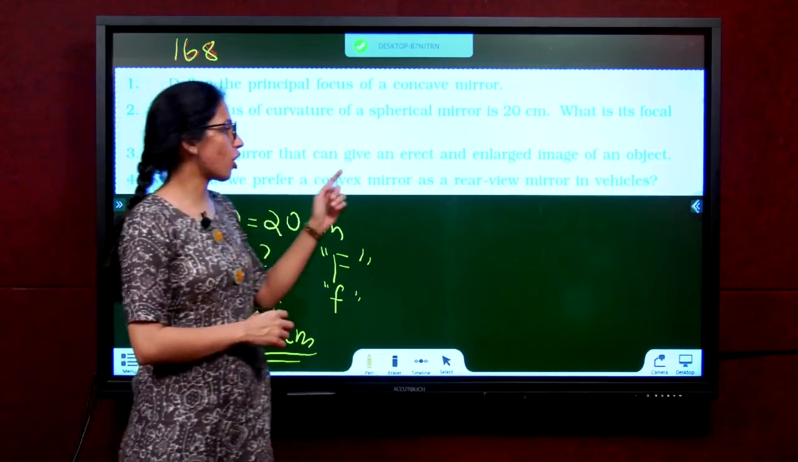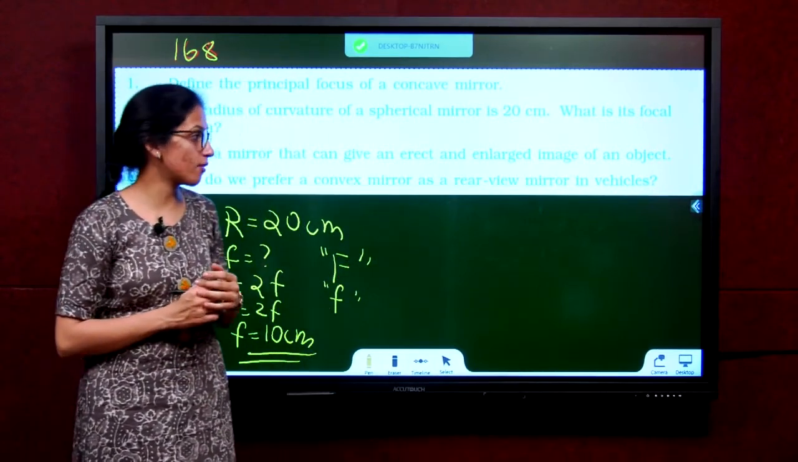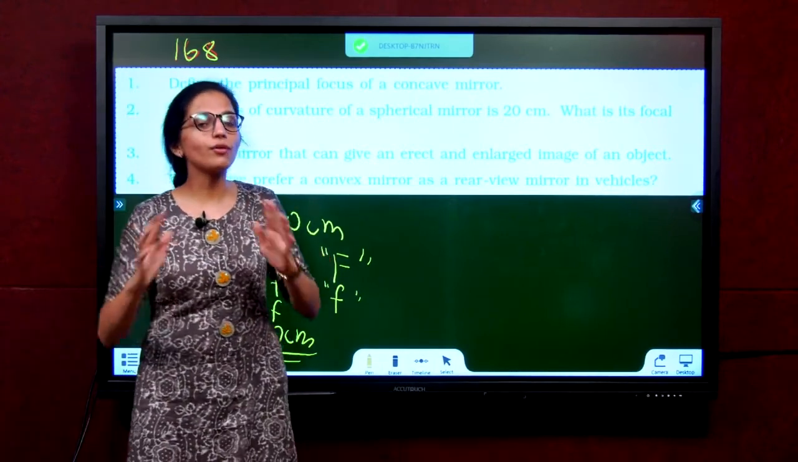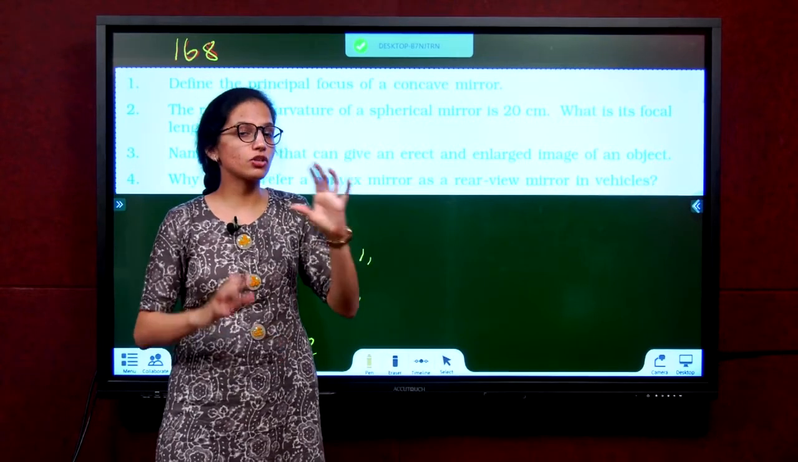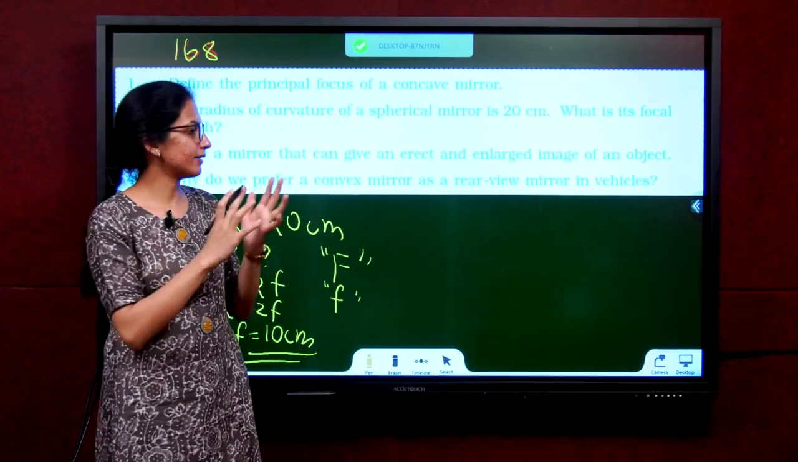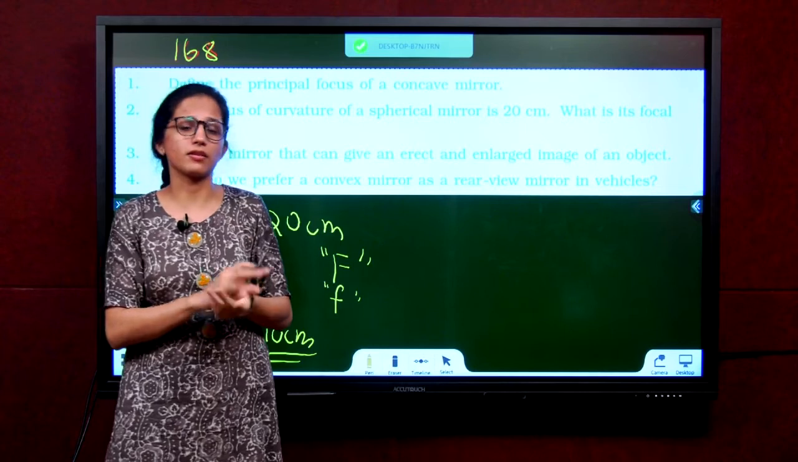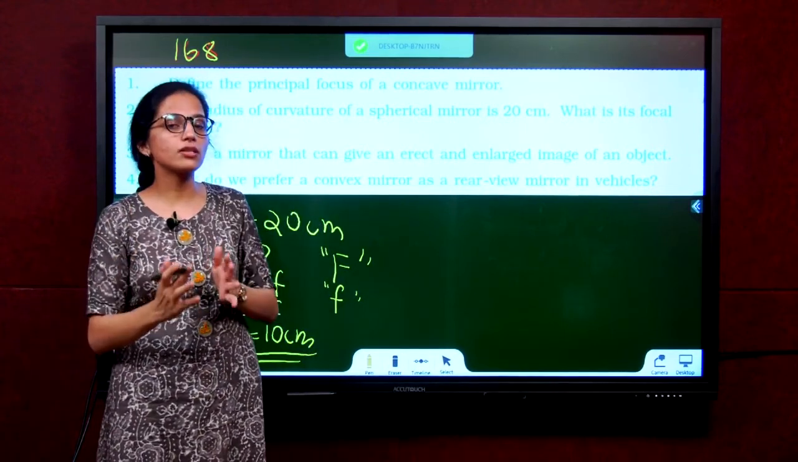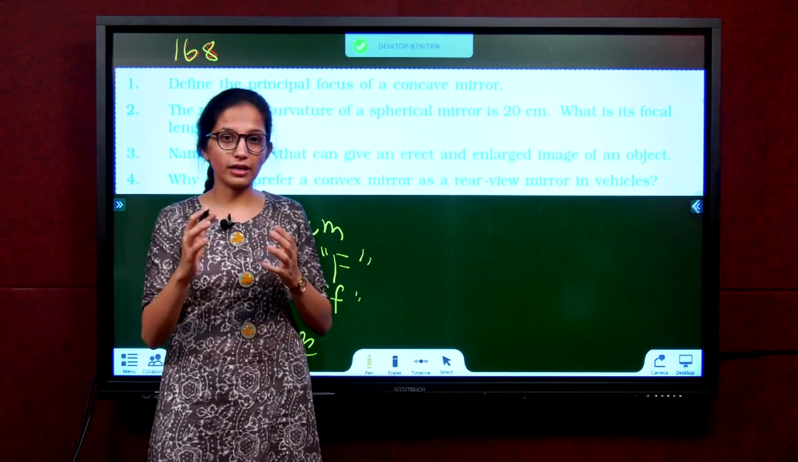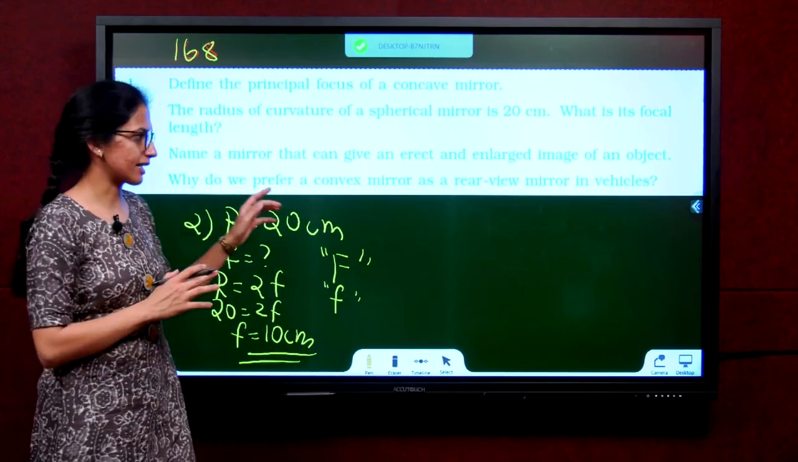Question 4. Why do we prefer a convex mirror as a rear view mirror in a vehicle? We just discussed that too. It gives us a wider field of view. The image is diminished, so it is easier to see, and therefore they are used as rear view mirrors. In detail, the specified answer is given in the NCERT notes section. Please go through the notes and your NCERT solutions section too. It's explained over there as well.